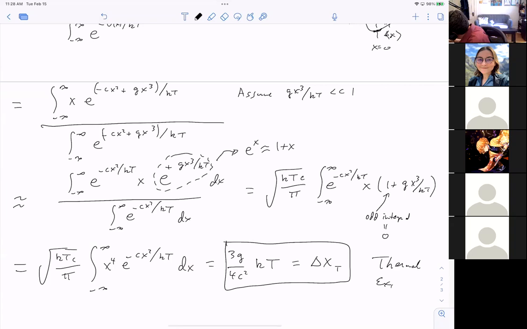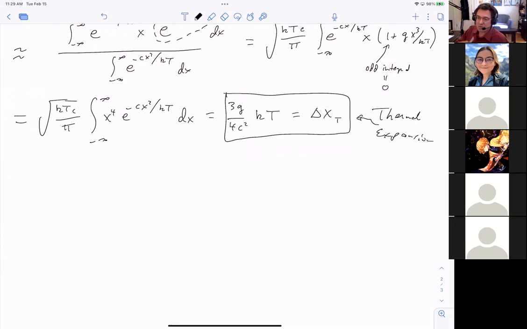So that's a really cute thing, because in the crystal, you need the anharmonicity to create the thermal expansion. Without that, it would not expand. So in some sense, measuring thermal expansion is a way to measure the anharmonicity of the interaction between atoms in a solid. And so then you can define the thermal expansion.